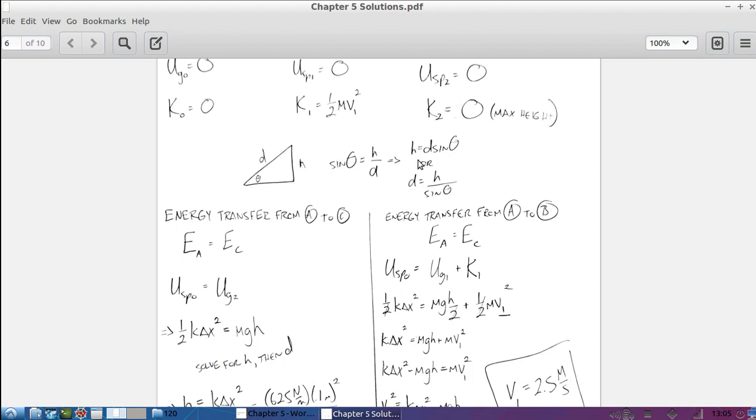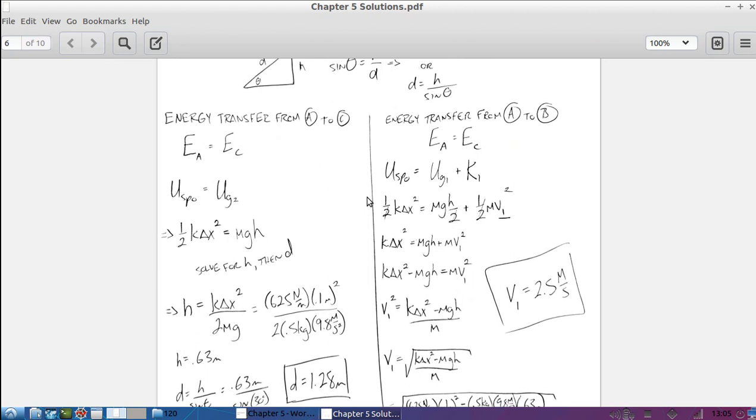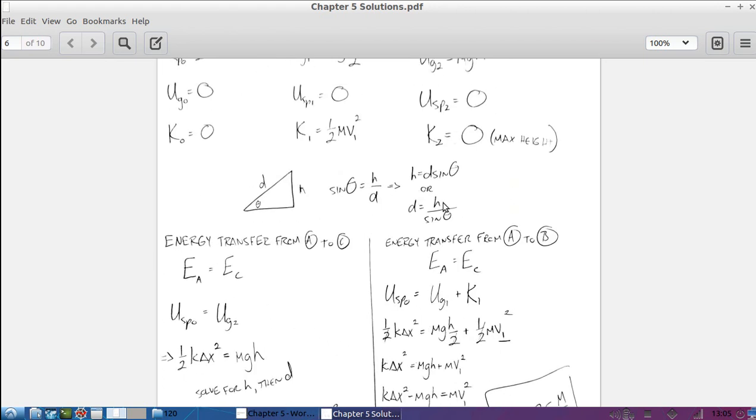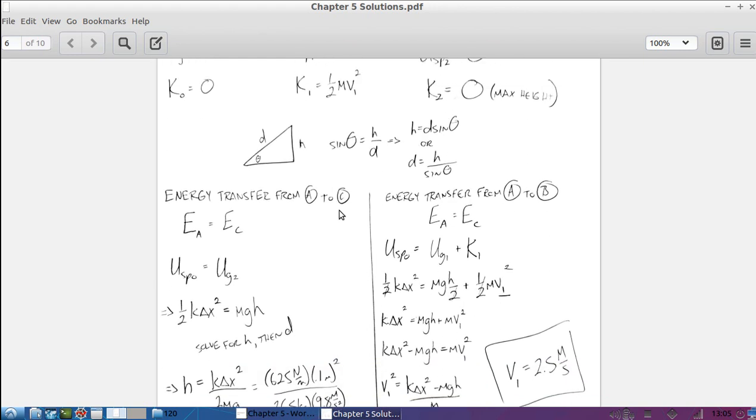So you could solve for h, right? You could solve for h, plug it in here, and then calculate d. Or you could plug d sine theta in for h in your expression. So it's really however you want to handle it in this case. I'm going to solve for h first, and then I'm going to plug it in here and solve for d.